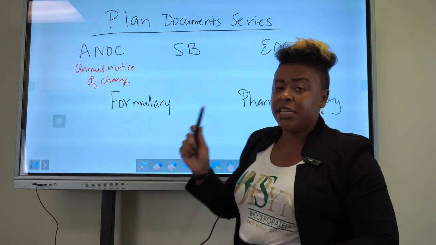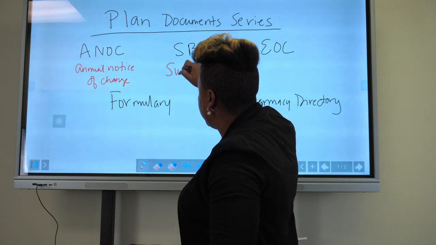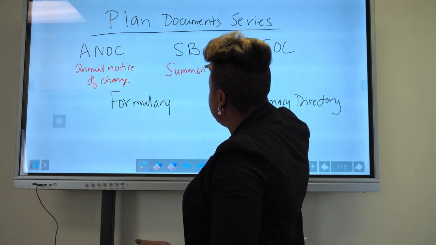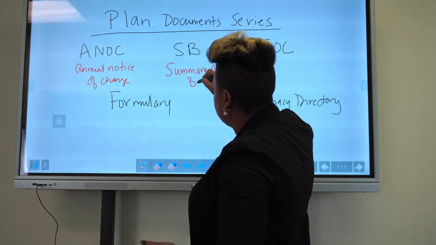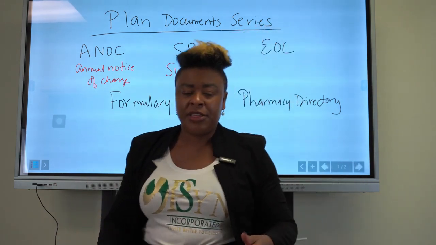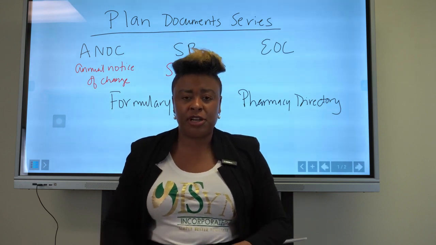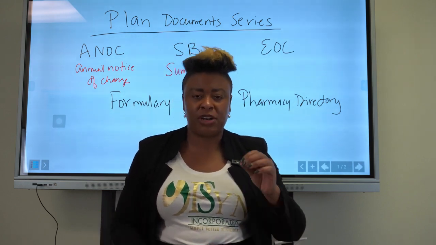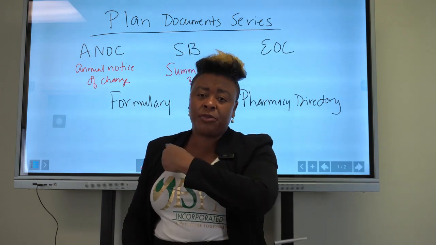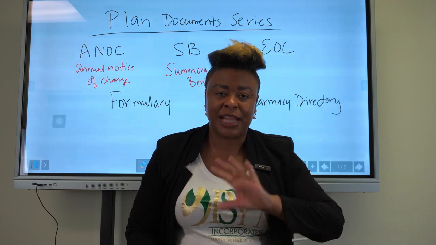The next one is going to be your Summary of Benefits, known as an SB is how we abbreviate it. And it's exactly like it sounds. It is a summary of all the benefits that you'll get by being in a Medicare Advantage plan, or a prescription drug plan, or Medicare supplement plan. Whatever the plan is, your summary of benefits, which you probably won't get from a Medicare supplement plan, but that's another video, another day.